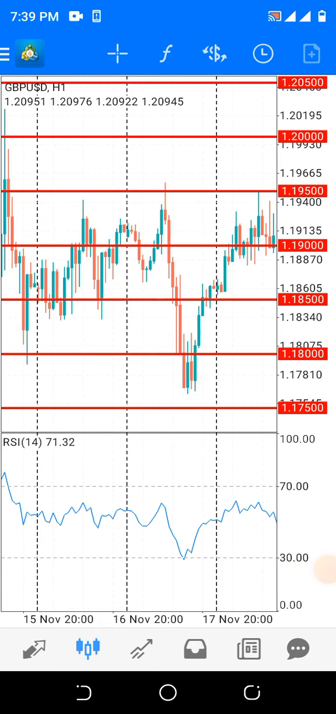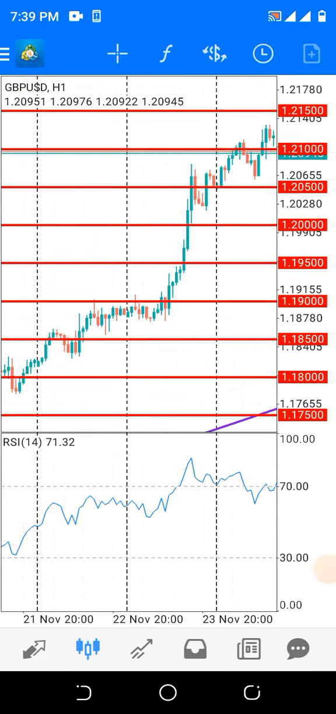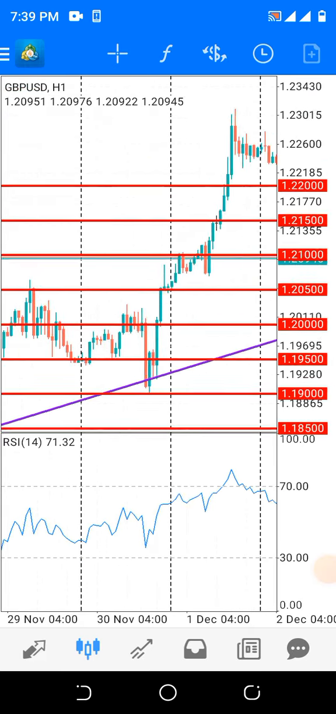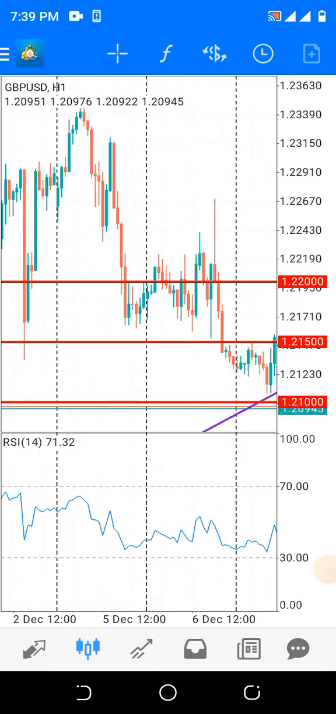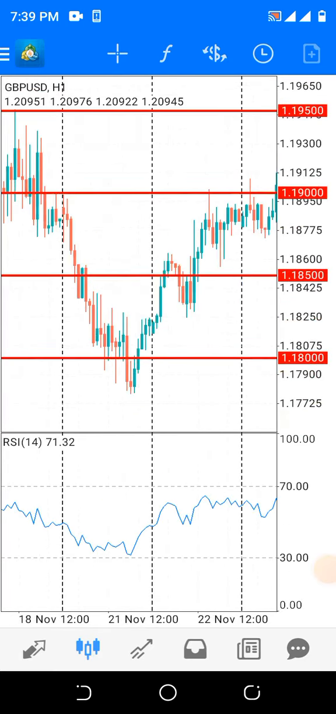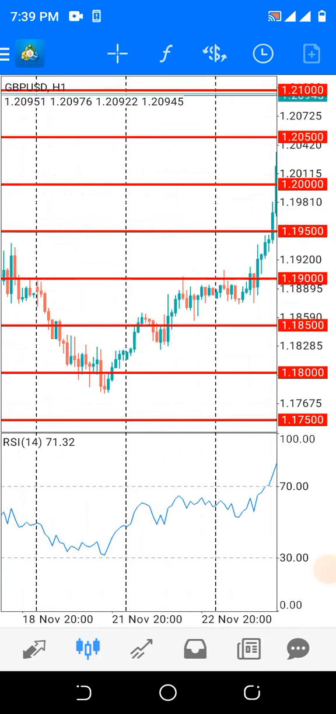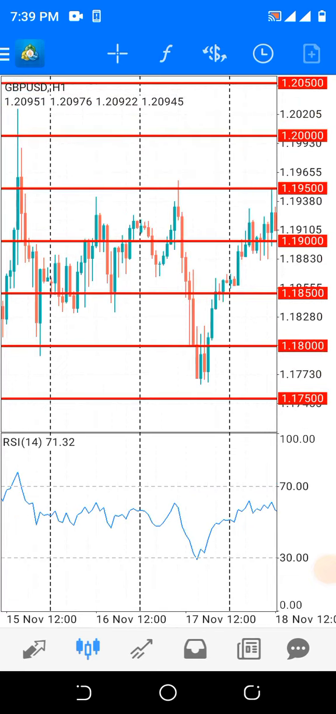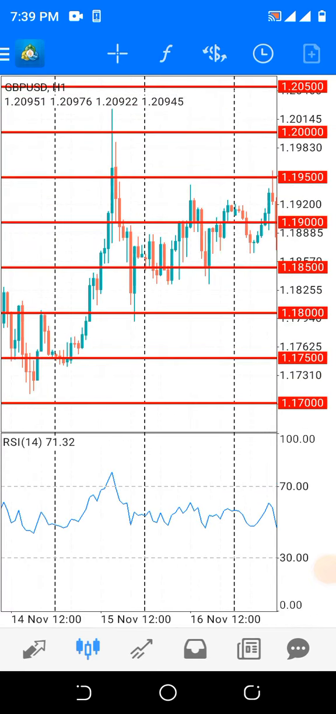If you can understand how to read the psychological level of every pair, then you are 80% closer to understanding the movement of that particular pair. Now on my screen is GBP USDT. Before I proceed, before I reveal to you a secret of psychological level.